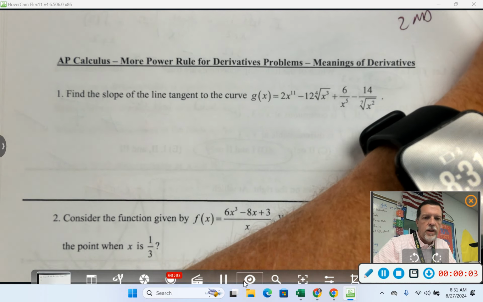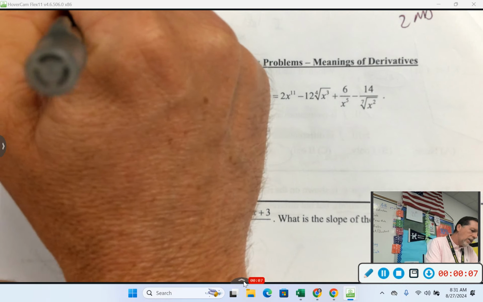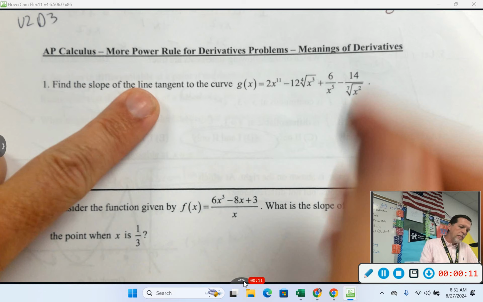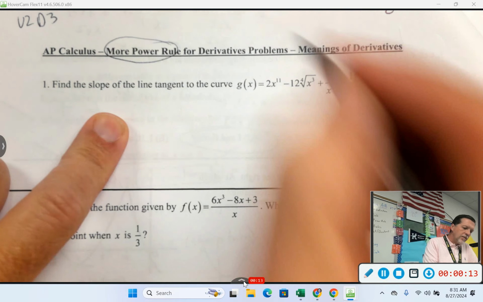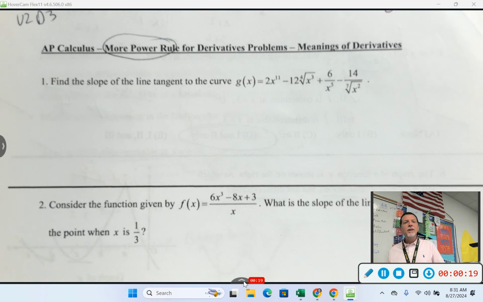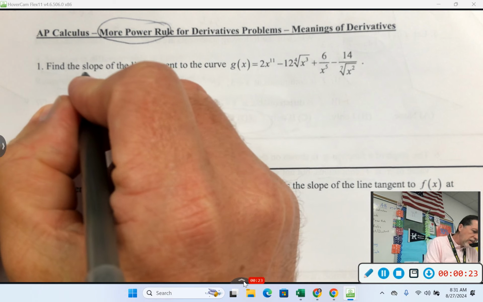Alright, so day whatever we're on, day 3, unit 2, day 3. More power rule for derivatives problems, meanings of derivatives. So there's again, no new concepts today. So I don't need to say, hey, here's the new derivative rules. We'll do some of that tomorrow. But today, no new rules, just more practice.